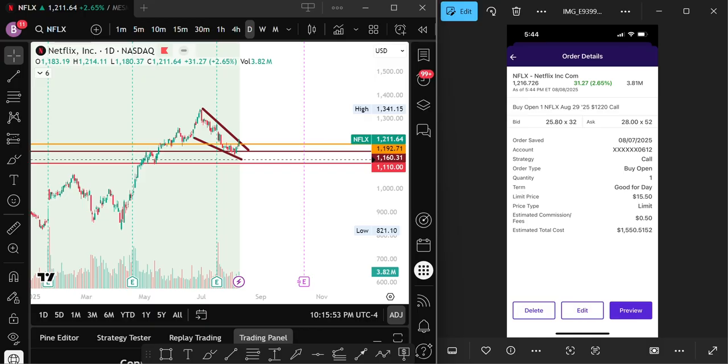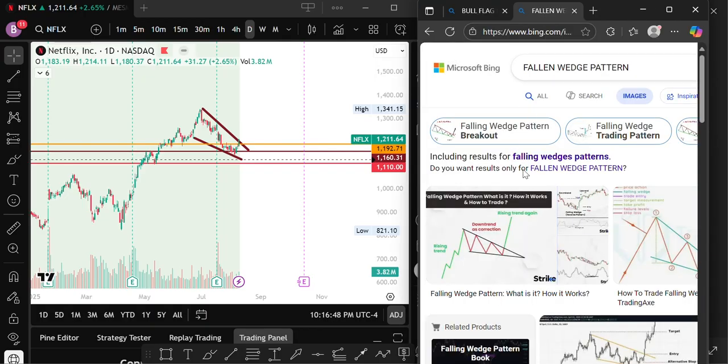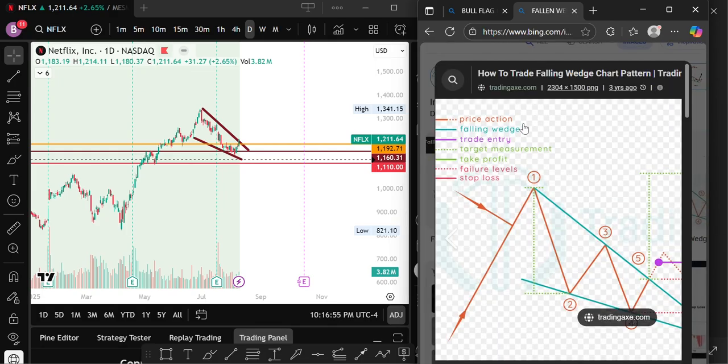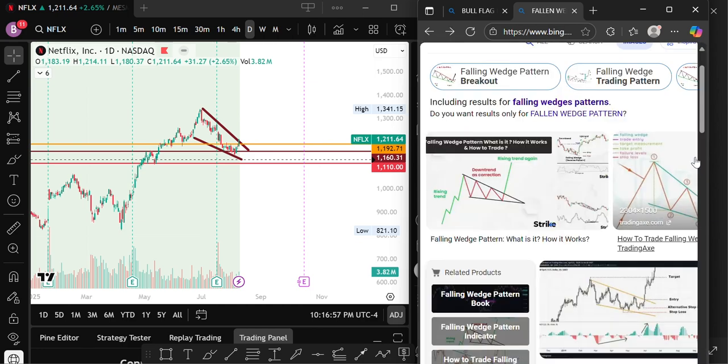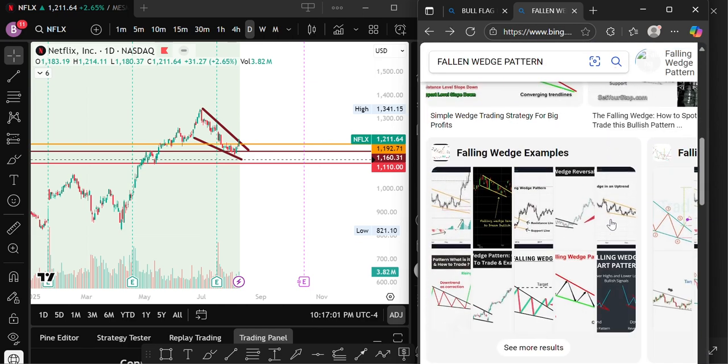Nine out of 10 times when a stock chart is showing a falling wedge pattern, this is what you can anticipate from a falling wedge pattern. Okay, falling wedge pattern.